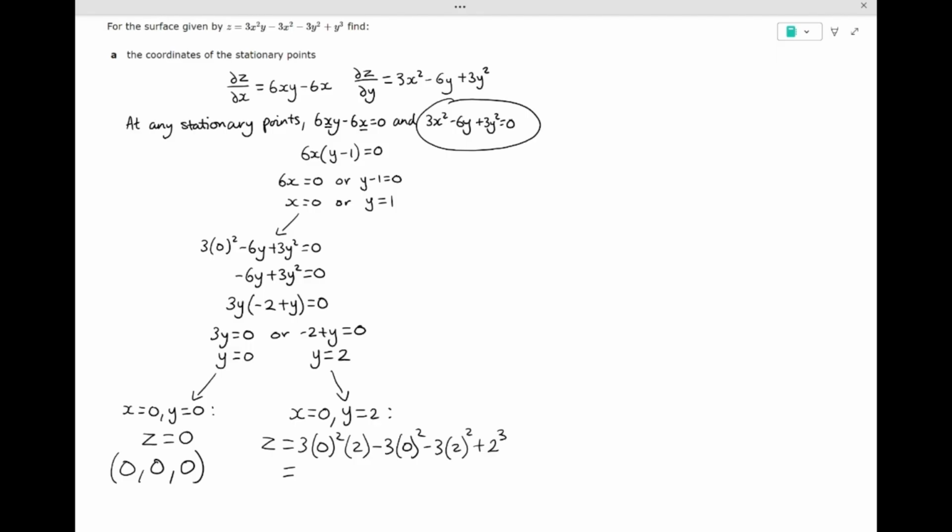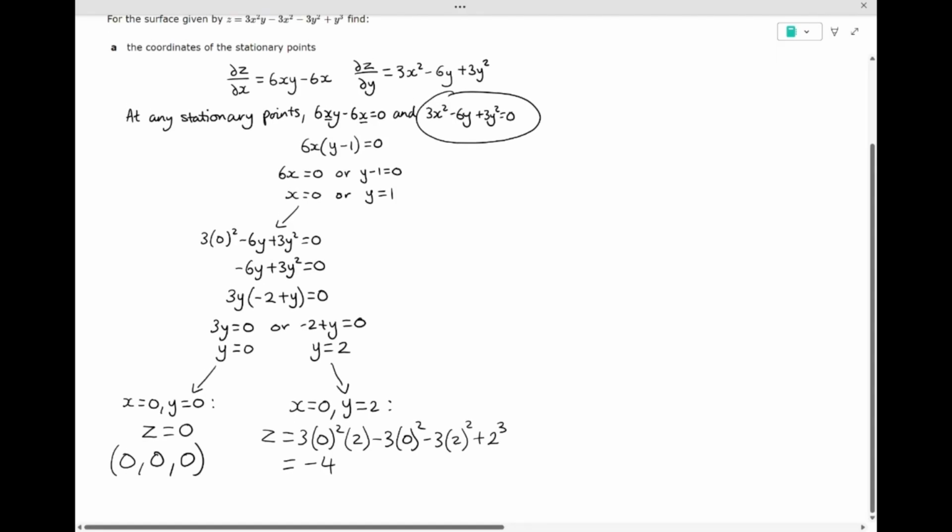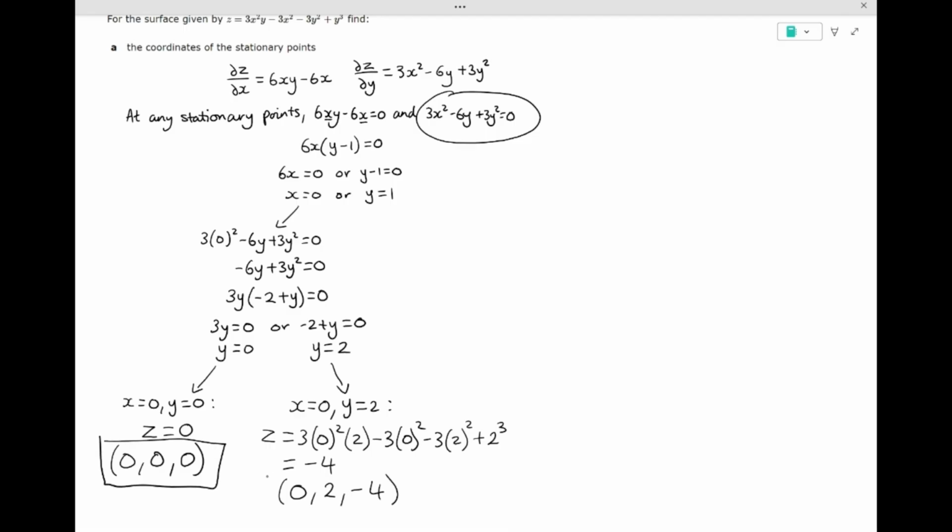And then you can pop that in the calculator, or actually this one would be easy to do manually because the first two terms are 0. Then we get negative 12 plus 8, so we're going to get negative 4 as our final z coordinate in this case. So then I can write out my stationary point. It would be x equals 0, y equals 2, and z equals negative 4. Okay, so we got two stationary points there.